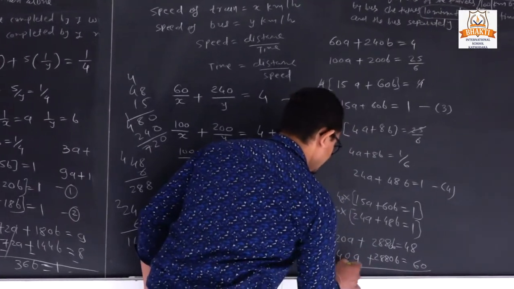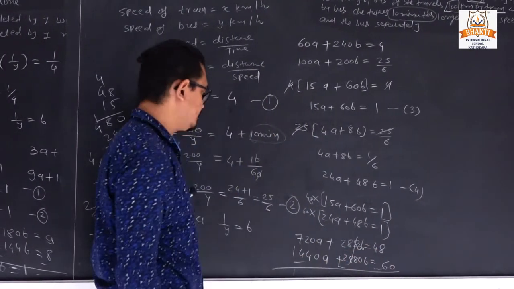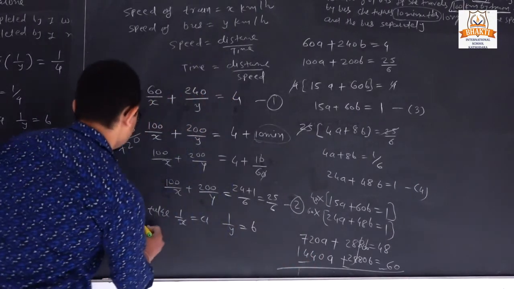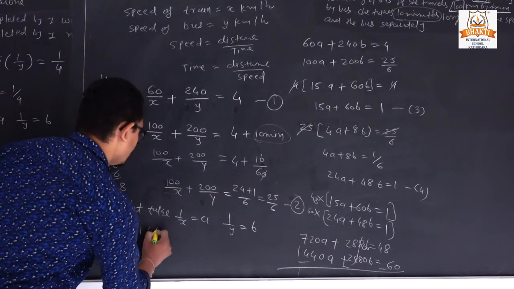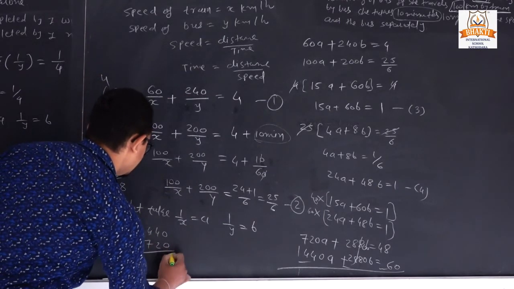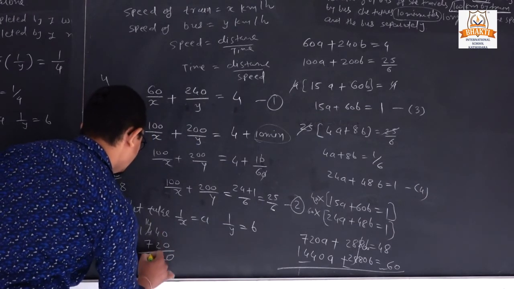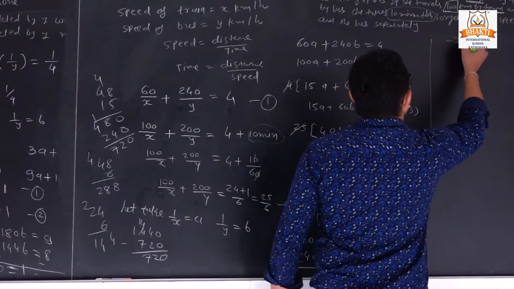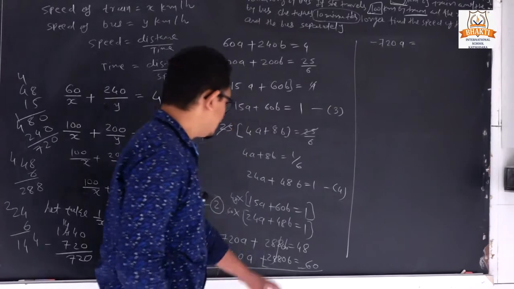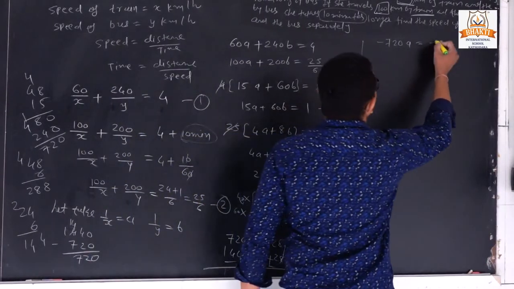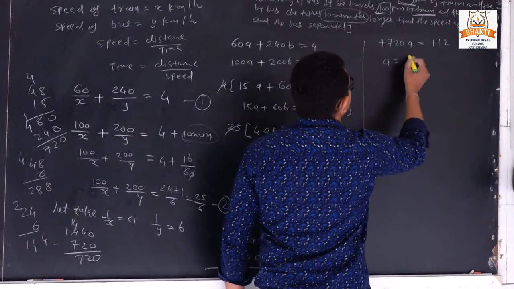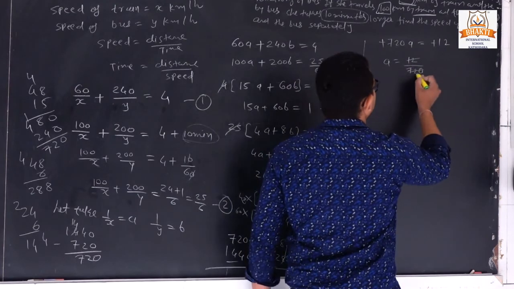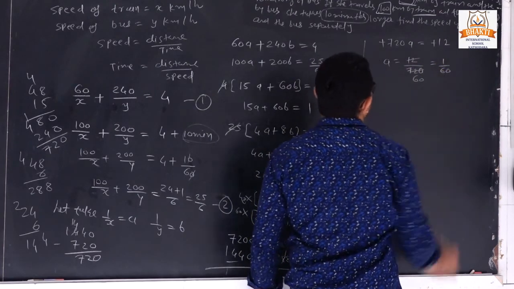So now change the sign. So these both are cut. 1440 minus 720. So 1440 minus 720. 14 minus 7. So 720. So we can write minus 720a is equal to 60 minus 12, so it is minus 12, minus minus plus. a is equal to 12 upon 720. So 12 6s are, so 1 upon 60.